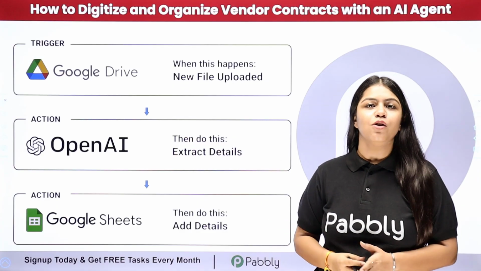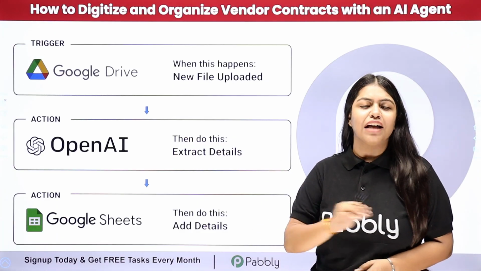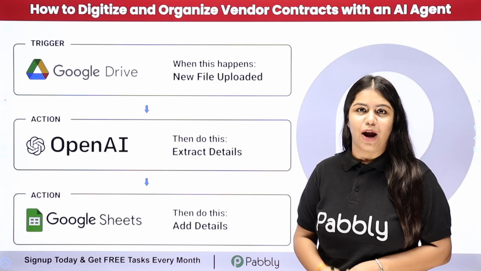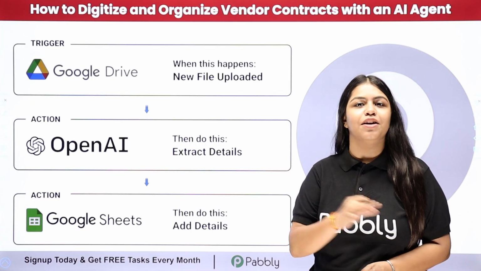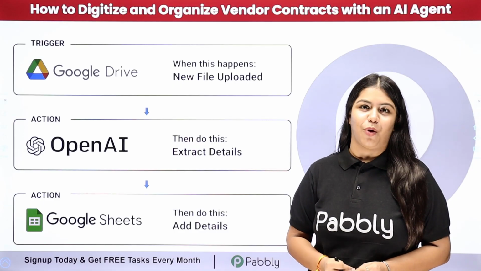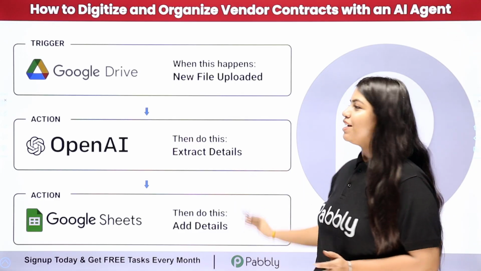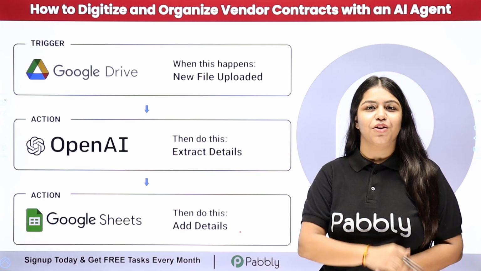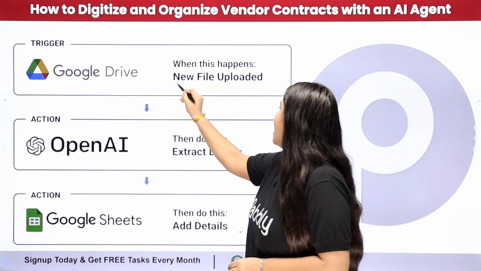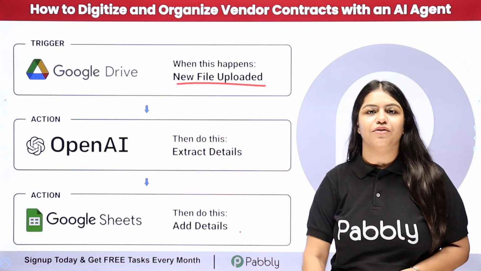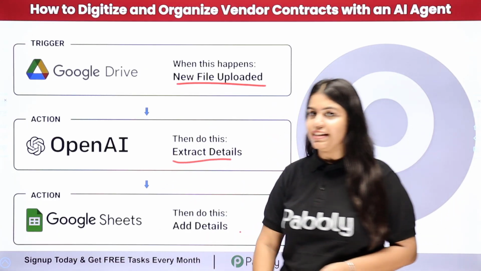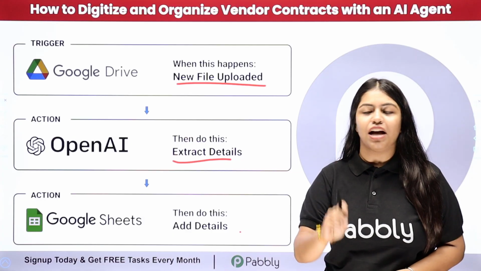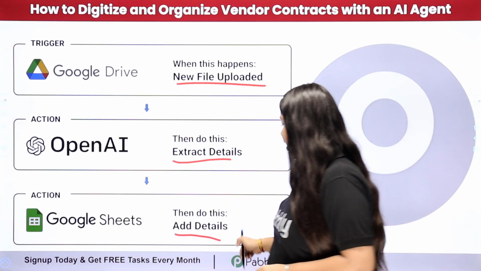So like you, I also used to manually extract the details from all the vendor contracts and add them in a spreadsheet. But this is such a time consuming and error prone task. So to solve this problem, I've simply created this amazing automation where, as soon as I upload a new file in my Google Drive account, automatically my AI agent is going to extract the details, and further we can add those extracted details into our spreadsheet once again.